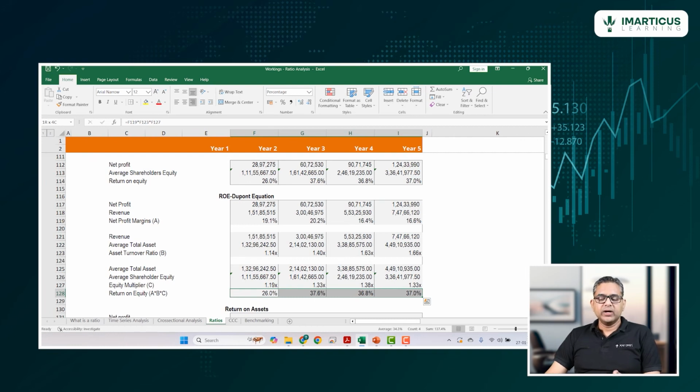Asset turnover ratio going up is a good sign, because that means we are able to generate more revenues using our average total assets, which is positive sign. But equity multiplier going up, average total assets upon average shareholders equity, that is not a good sign, because that means relatively, proportionally, the company is relying more on debt financing as compared to equity financing. So that's why equity multiplier is going up, which can make the firm risky if debt goes beyond manageable limits.